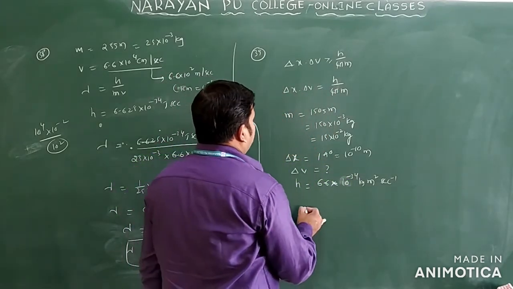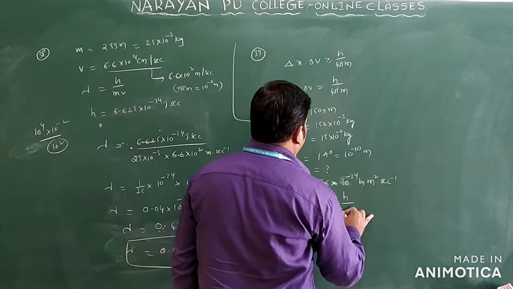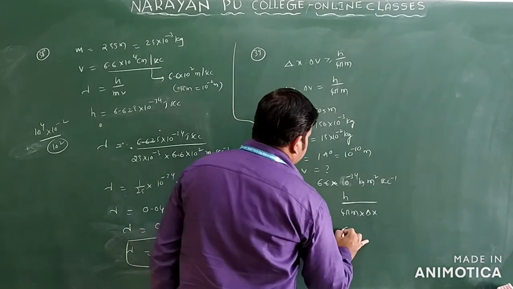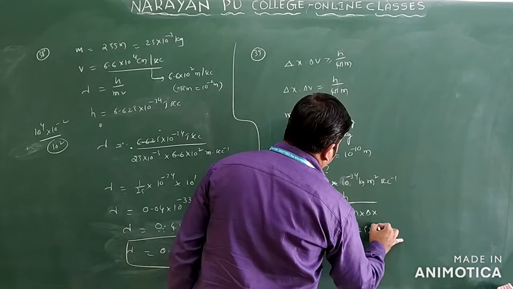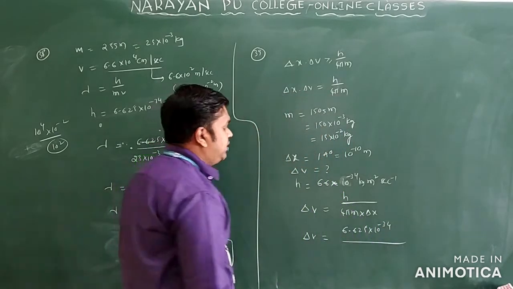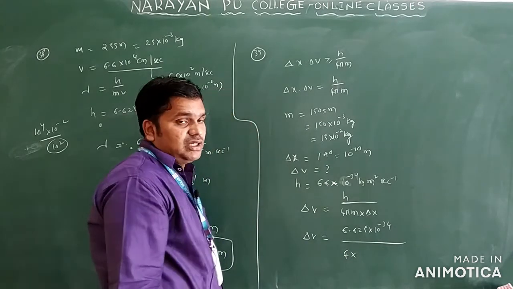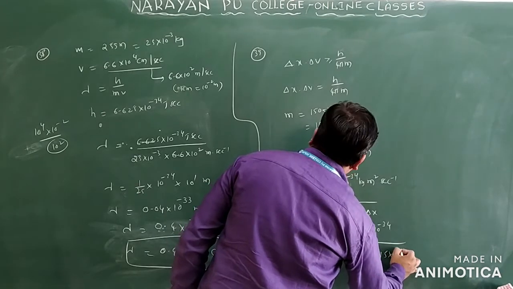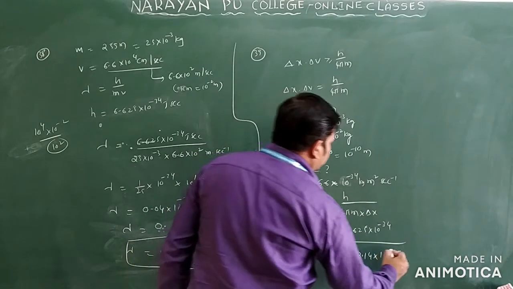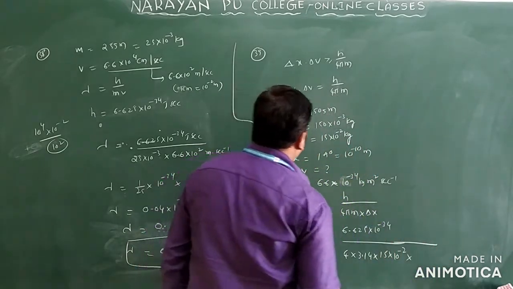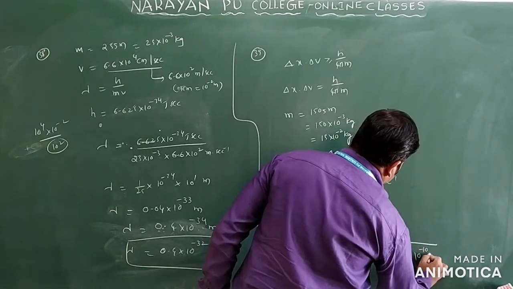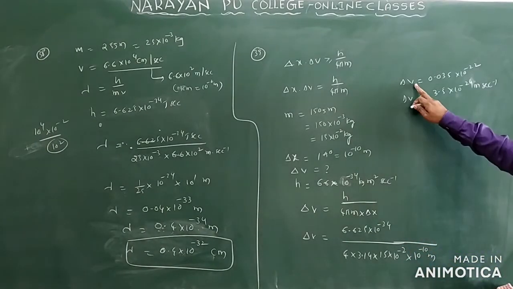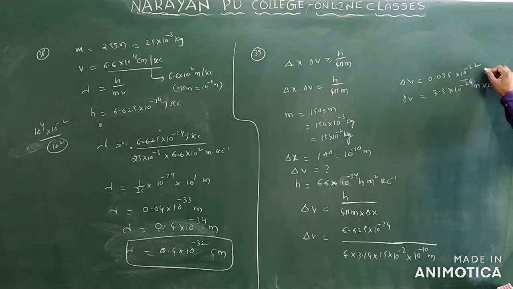Substitute the values here. What is the formula you get? Delta v is equal to h by 4 pi m into delta x. Delta v is equal to 6.625 into 10 power minus 34 by 4 into pi value 22 by 7, that is 3.14, into 15 into 10 power minus 2 into delta x, which is 10 power minus 10 meter. Let us substitute the values. After substituting, you can see delta v is equal to 0.035 into 10 power minus 22.